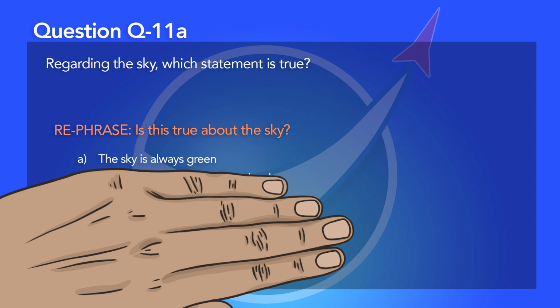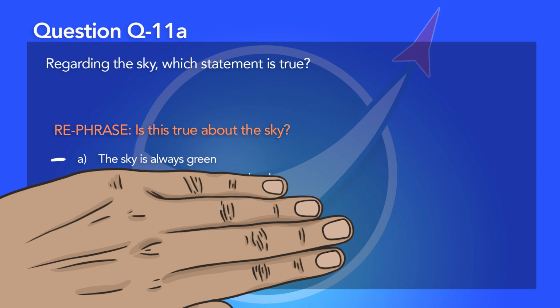So what you will do is to the left of that choice A, you'll put a little minus sign. Just a little dash like that, just a little minus sign. Why? Because the sky is not always green. So therefore choice A is not answering our rephrase correctly.